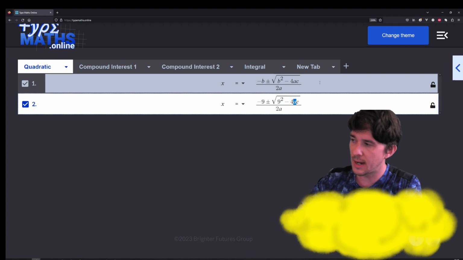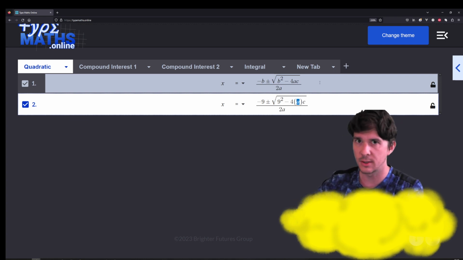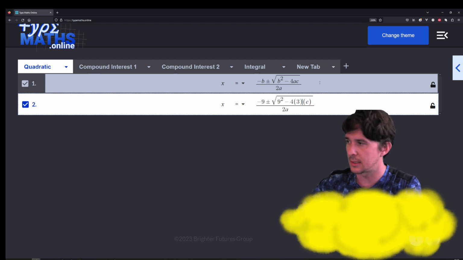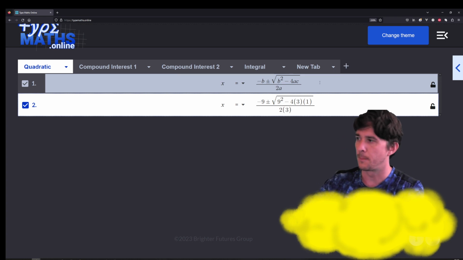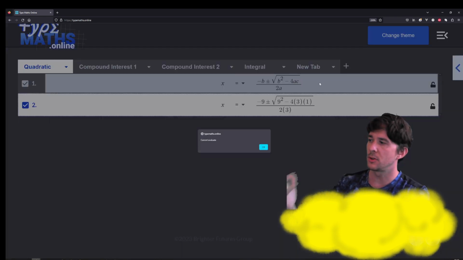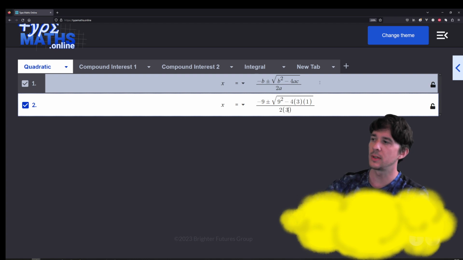If I highlight a and then type a bracket, it's automatically going to put brackets on both sides of the a. So we could say that's a 3. And then let's say c is 1. So then that is a 3 there. Now, if I do Control Shift Enter, we get cannot evaluate. The reason we get cannot evaluate is we have a plus minus here.